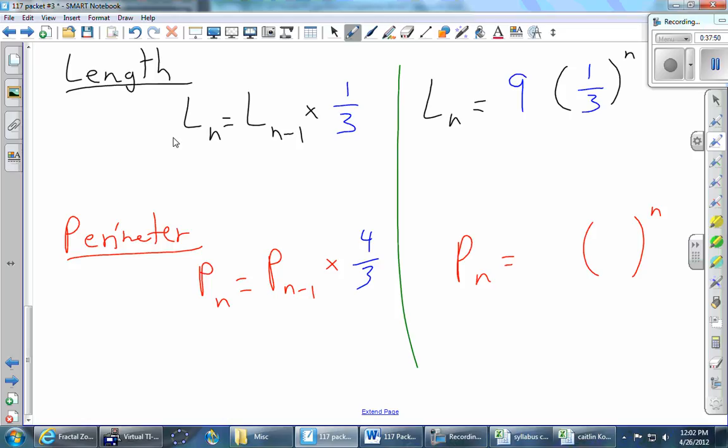Okay, now we do the explicit one. In the first space goes the starting amount. What was the starting perimeter? It's 27. In the parentheses goes the multiplier, the ratio. What was it for the perimeter column? It's 4/3. That right there is your formula.